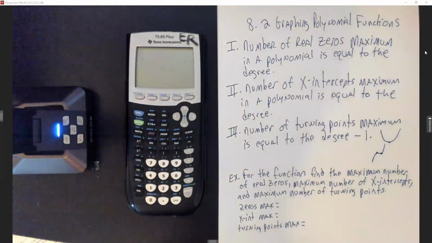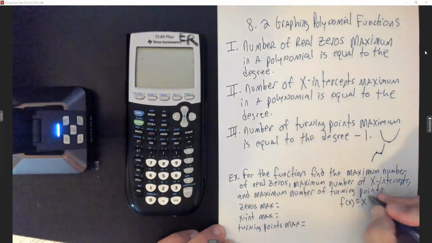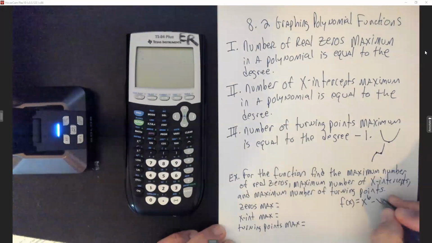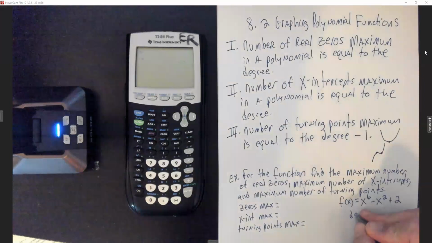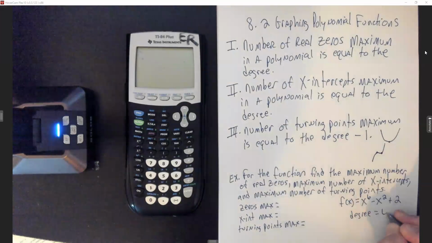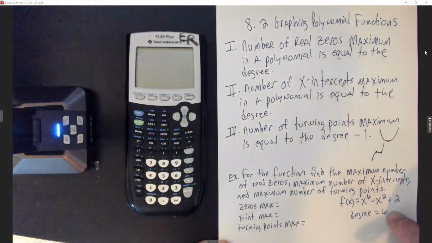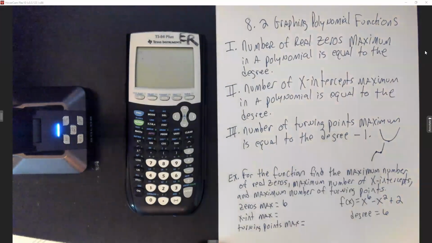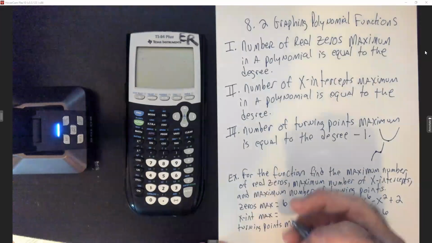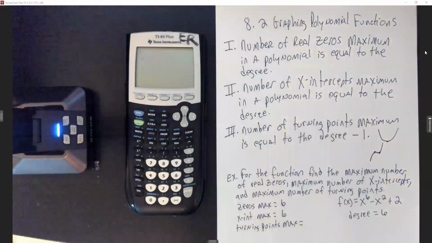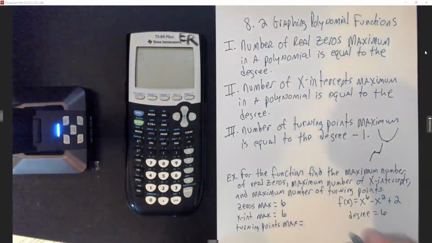So zeros, maximum number of zeros. Oh, hold on, we need our function. f of x equals x to the 6 minus x squared plus 2. So the degree is the highest exponent, which is a 6. So the maximum number of zeros we set up here was equal to the degree. So if the degree is 6, the maximum number of zeros is 6. X-intercepts, we said the maximum number of x-intercepts was equal to the degree. The degree is 6, so x-intercepts maximum 6. But then the turning points we said right here was equal to the degree minus 1. So my degree is 6. 6 minus 1 gives us 5.